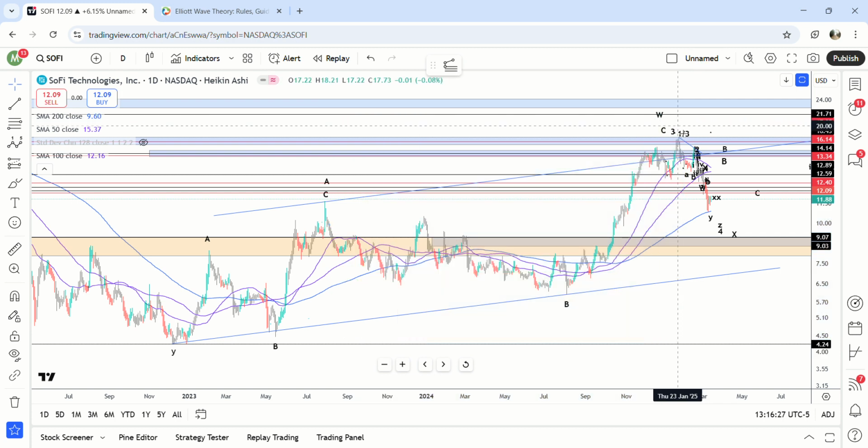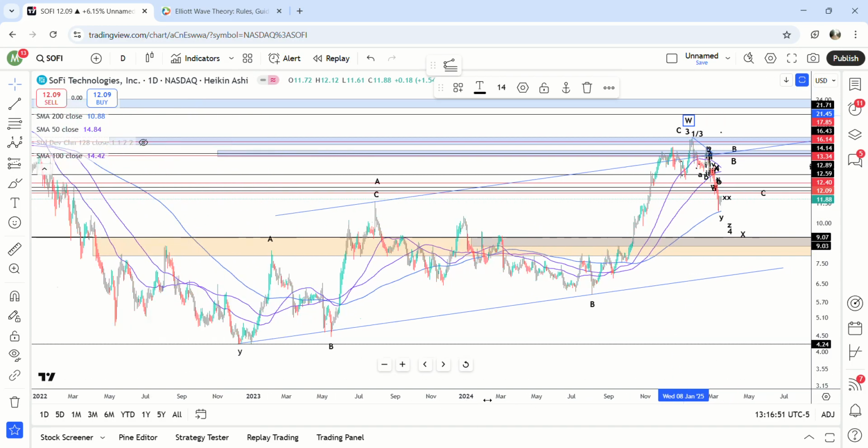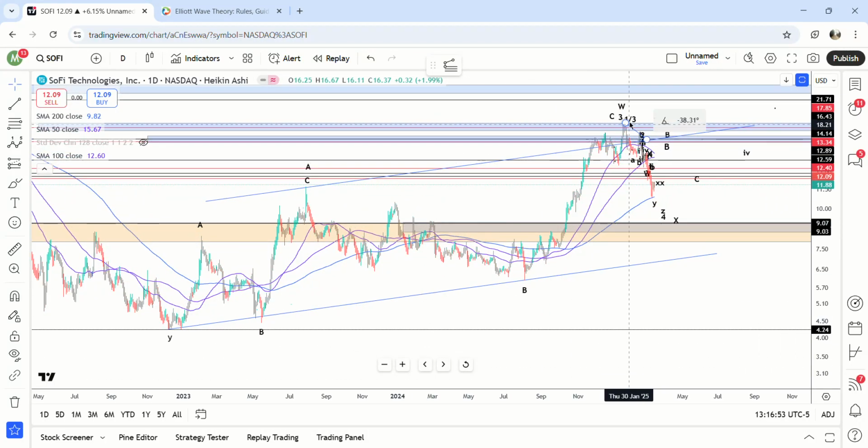The part that's confusing, though, was that we broke this parallel line. That's also another sign that we're in a third wave. However, we did not make it to the 1.61 fib. We rejected and came down here all the way to 10 bucks so far. So there is a possibility this is actually just an ABC move, and we are starting, or we're in the middle of an X wave. I still think that this is an overall corrective move.